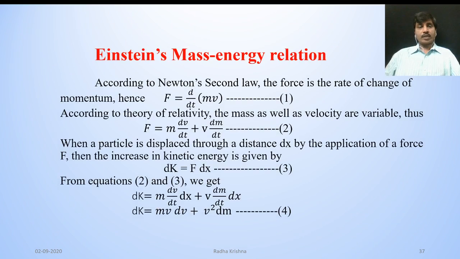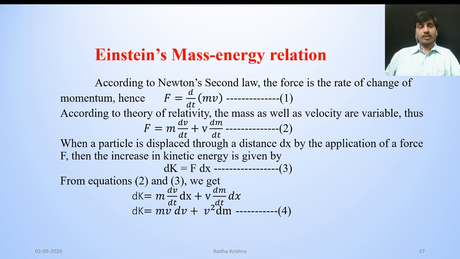The second topic is Einstein's mass energy equivalence relation. According to Einstein, mass can be converted into energy or energy can be converted into mass by using a formula E is equal to mc square, that is called Einstein's mass energy equivalence relation.